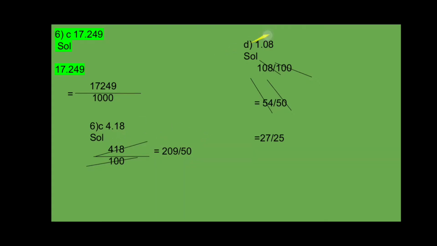Similarly, number D, 7D. This can be written as divided by 100, then you can divide by 5, you can divide by 2, then again you can divide by 2, which will give you 27/25. Now this fraction you cannot divide anymore, so this is the lowest form of this decimal number.